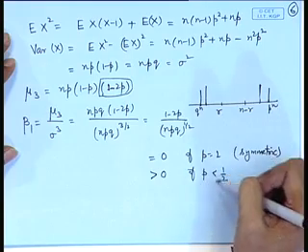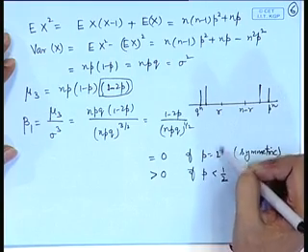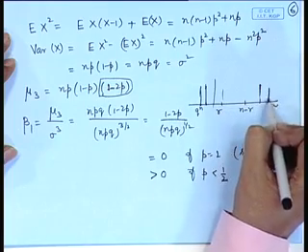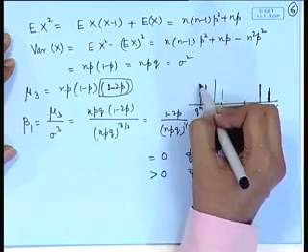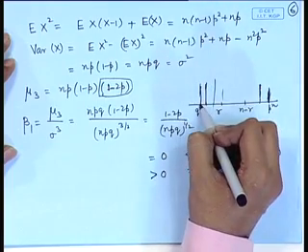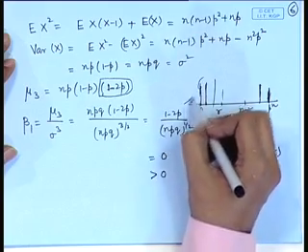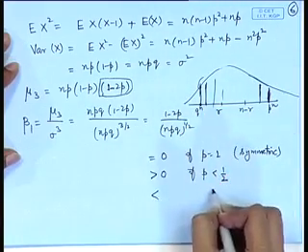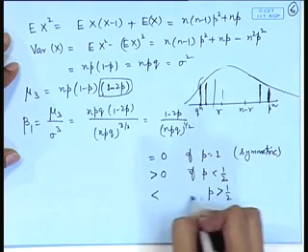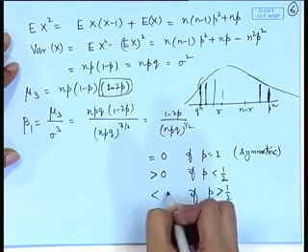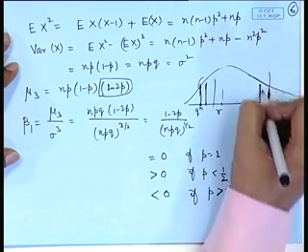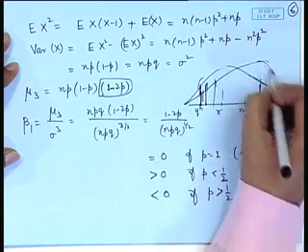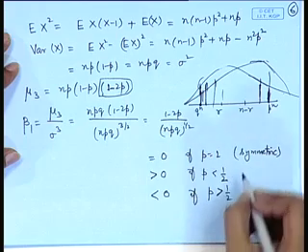So if p is less than half, then the values on this side will be higher and the values on this side will be smaller. For example, p to the power n will become less than q to the power n. So it will be a positively skewed distribution. On the other hand, if I have p greater than half, then this will become less than 0. So if p is greater than half, then these values will become higher and those values will become lower. So the shape of the distribution will be something like this. So it will become negatively skewed.